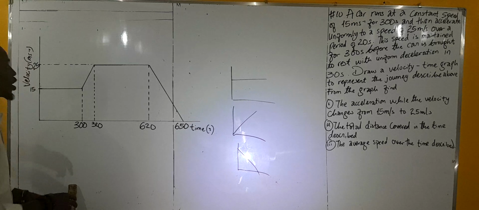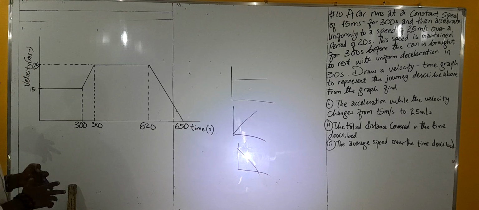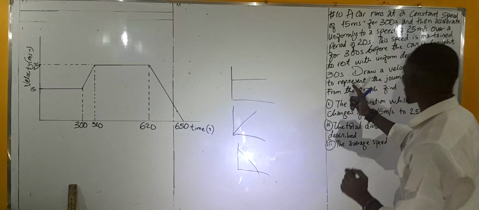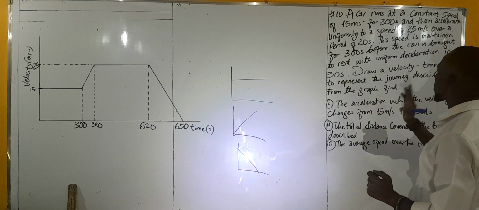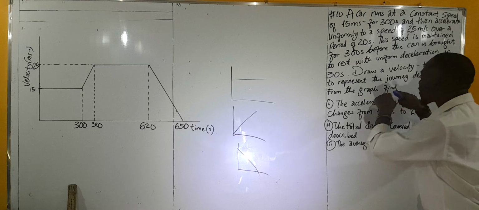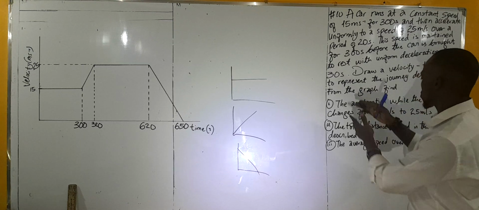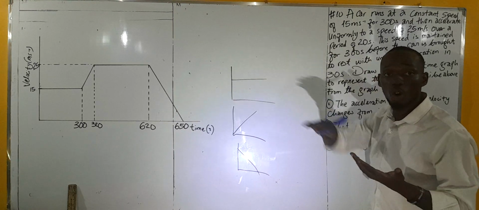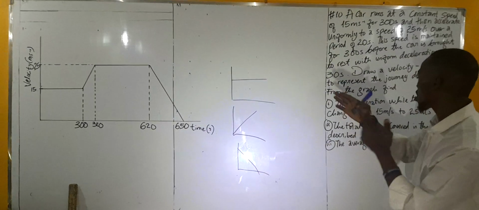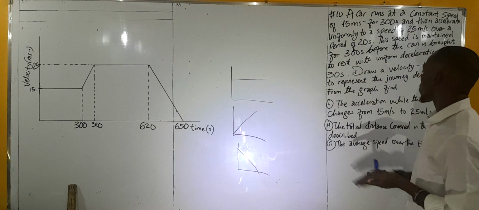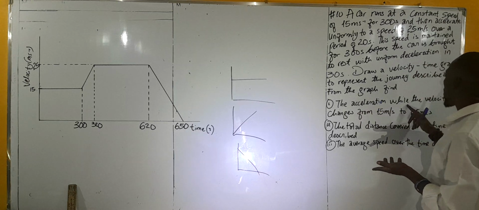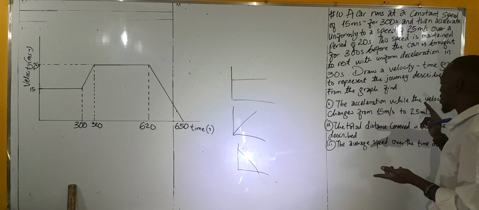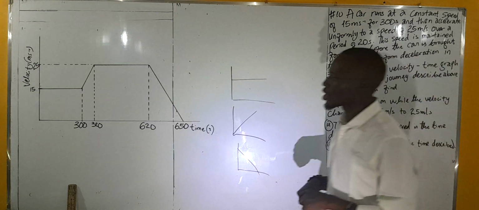And then we are expected to draw the velocity time graph. We've done that to represent the journey described above. Now, from the graph, we are asked to find this question. They are not asking you to calculate using the formulas. We are to calculate using the graph. Alright. The acceleration while the velocity changes from 15 meters per second to 25 meters per second.